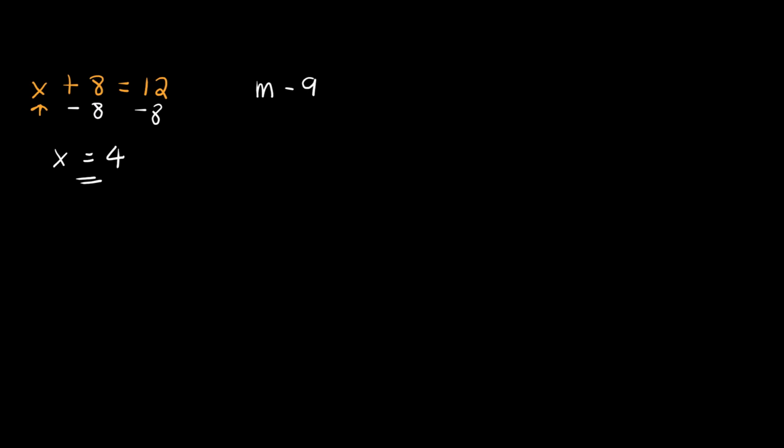m minus 9 equal 2. So we need to try to also isolate the letter m. Let's do the opposite of subtraction, which is addition. Let's add 9 over here. These will actually cancel, and now we will have m equal 11 as our answer.